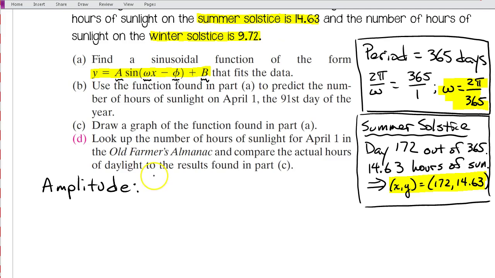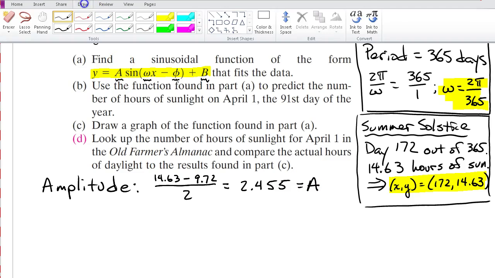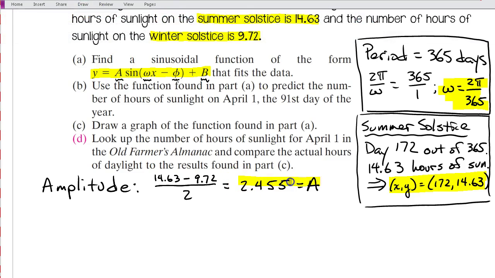So my amplitude is going to be 14.63 minus 9.72. That's the difference from the highest point to the lowest point. And then I'll just divide that by 2, which gives me my amplitude is 2.455, and that's going to be my value for A up here. There's my value of A. So now I've got this value. And next I want to figure out my vertical shift.